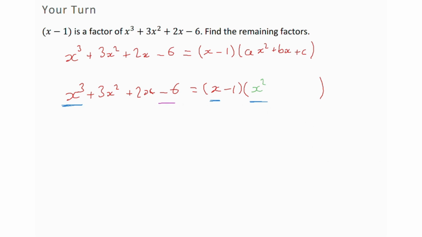Now we also have the constant term, minus 6. The only way we get minus 6, a constant, is by doing the two constants multiplied, minus 1 times whatever this constant term is. To get minus 6 out of that, that means this has to be plus 6.